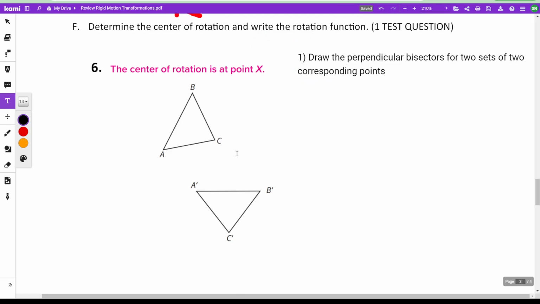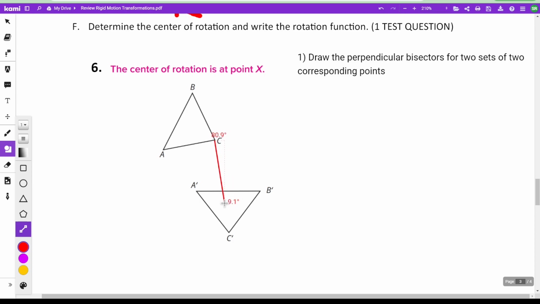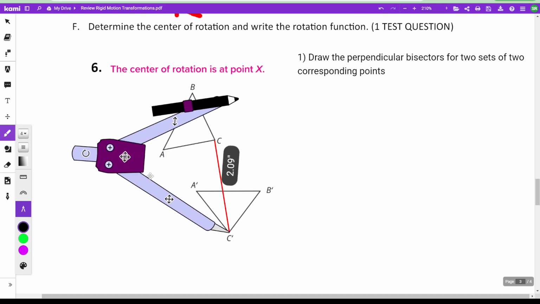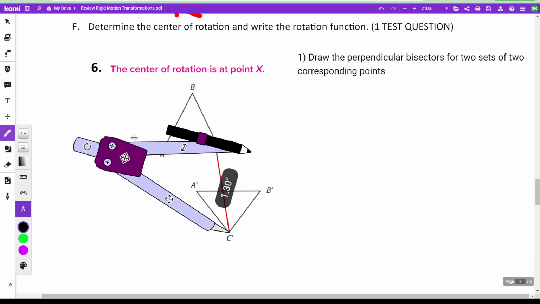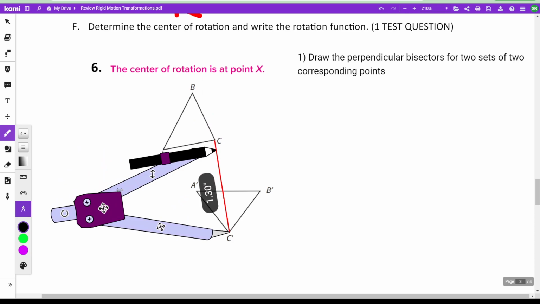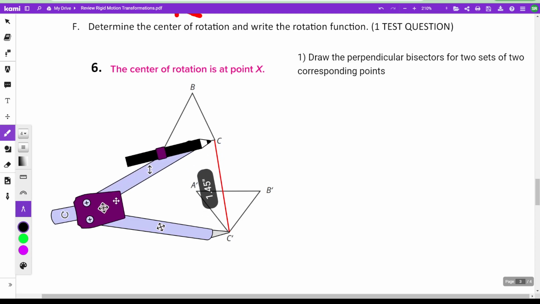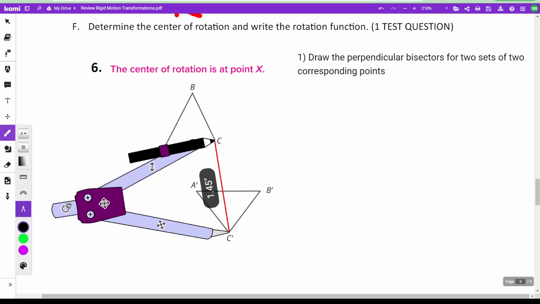What do I mean by that? Two corresponding points would be like C and C prime or A and A prime. Here I want to draw a line segment between C and C prime, and find the perpendicular bisector for that line segment. To find the perpendicular bisector, and we've done this before, you use a compass. You set it to a pretty good distance. You don't want to be less than halfway of this line segment. You want to be greater than that. A good rule of thumb is to go the distance of the line segment or longer.